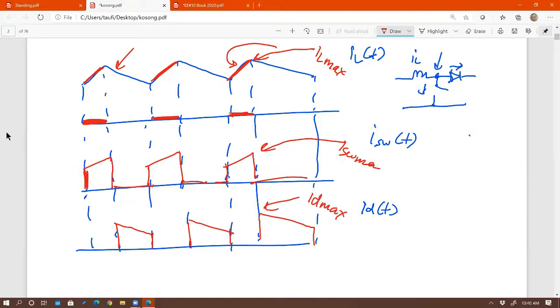Wait, is that average? I thought there was a difference between I_L peak and I_L max.